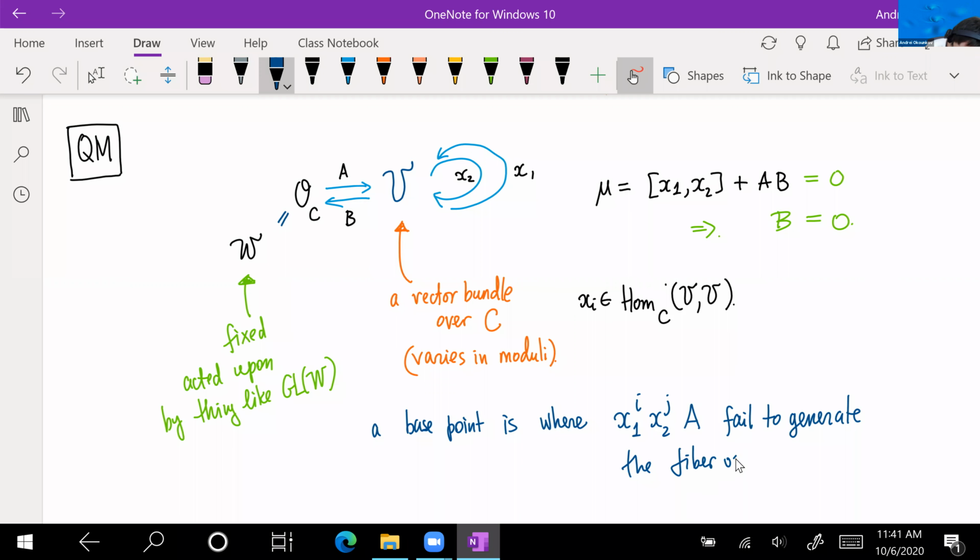But otherwise this should be only finitely many. Since B has to vanish at all non-base points, and these are finitely many, that means B is identical to 0. Therefore it vanishes everywhere. You can forget about it.